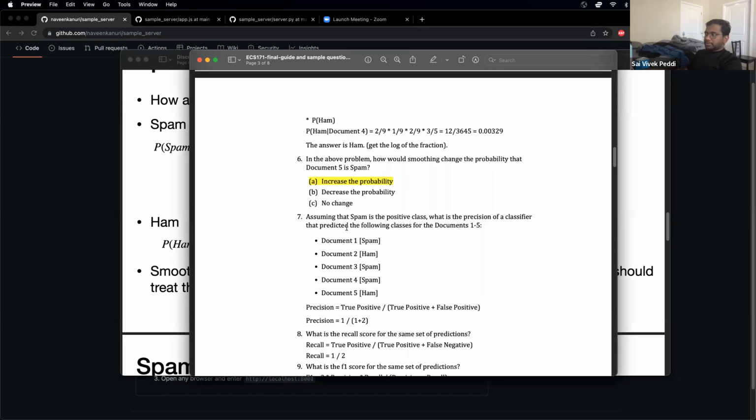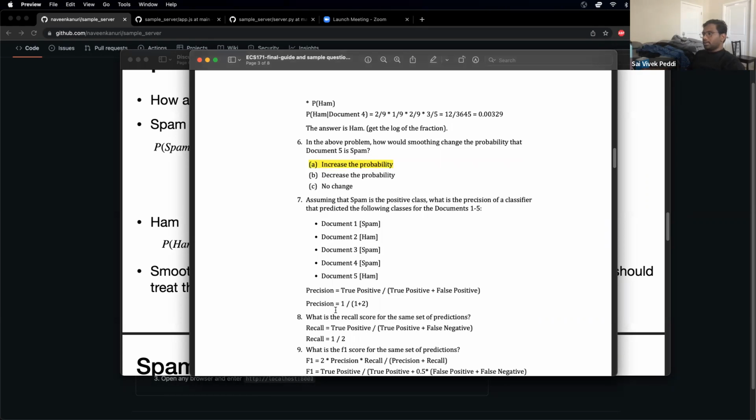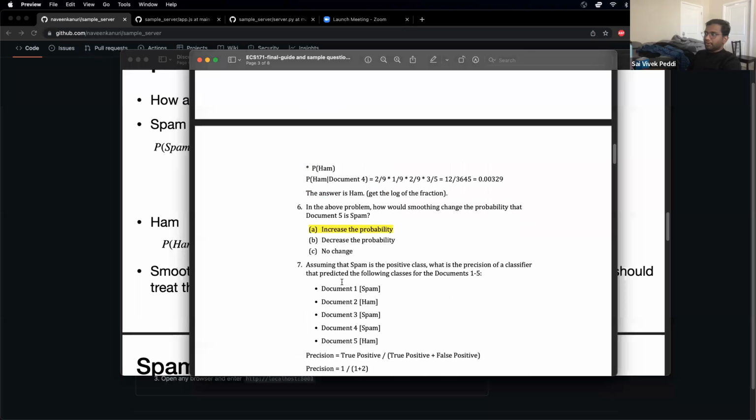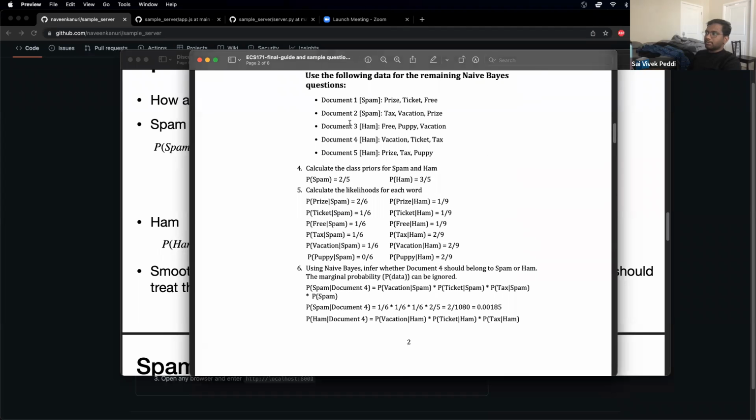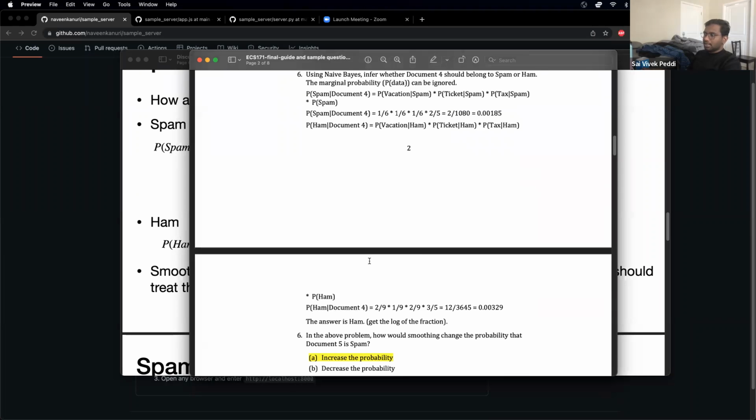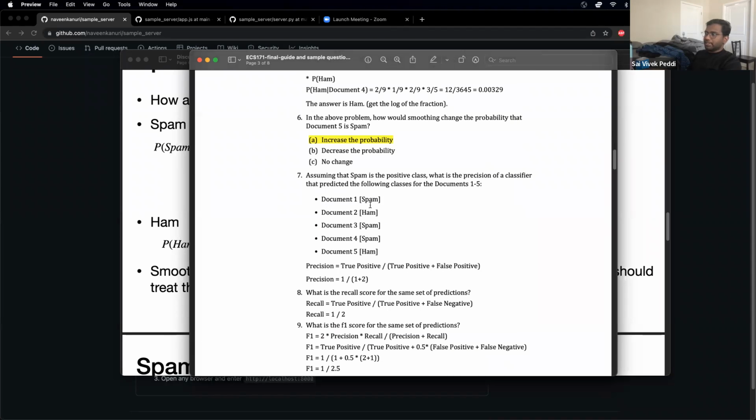Now, next question: assuming that spam is the positive class, what is the precision of a classifier that predicted the following classes for documents 1 to 5? So what he has given in the question is some random labels for each of the documents. We already have the original labels for each of the documents: spam, spam, ham, ham, and so on. And we also have the predicted labels like spam, ham, spam, spam, ham.